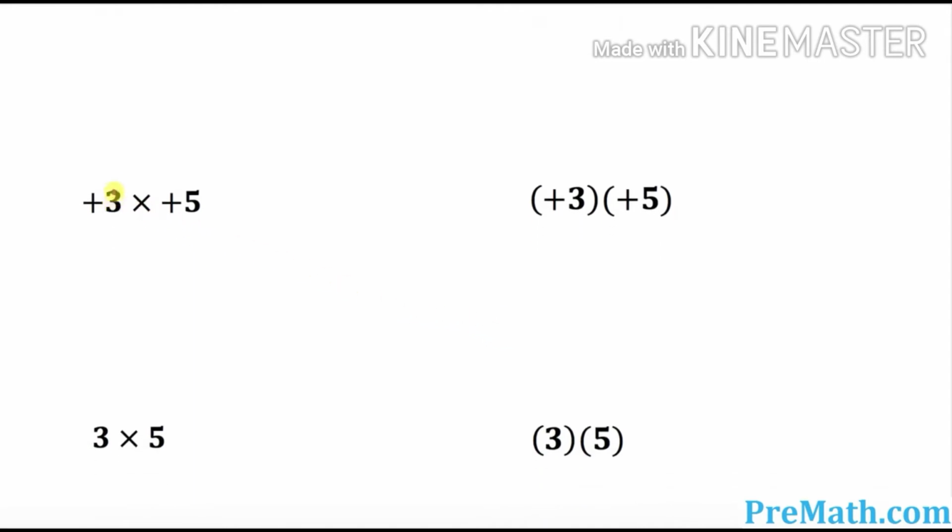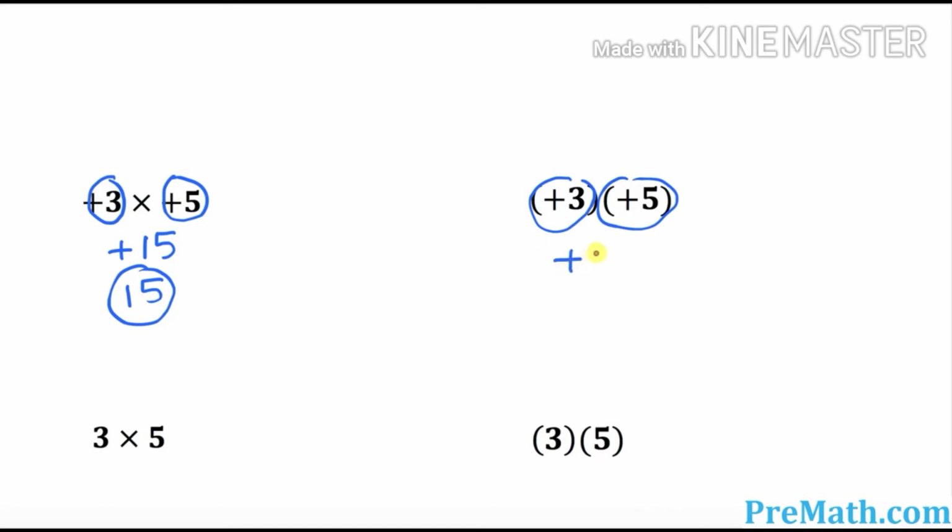Let's see how we are going to do this one. Once again, positive 3 times positive 5. Positive times positive is positive. 3 times 5 is 15, or just simply 15. And likewise over here, this positive 3 times positive 5, positive times positive is positive. 3 times 5 is 15, so this is going to give us 15, because positive 15 and 15 are the same thing.